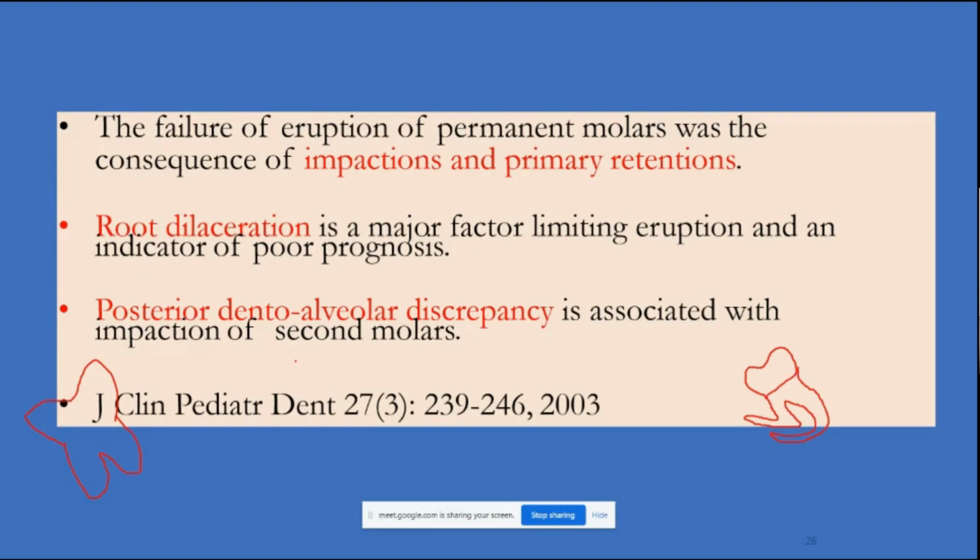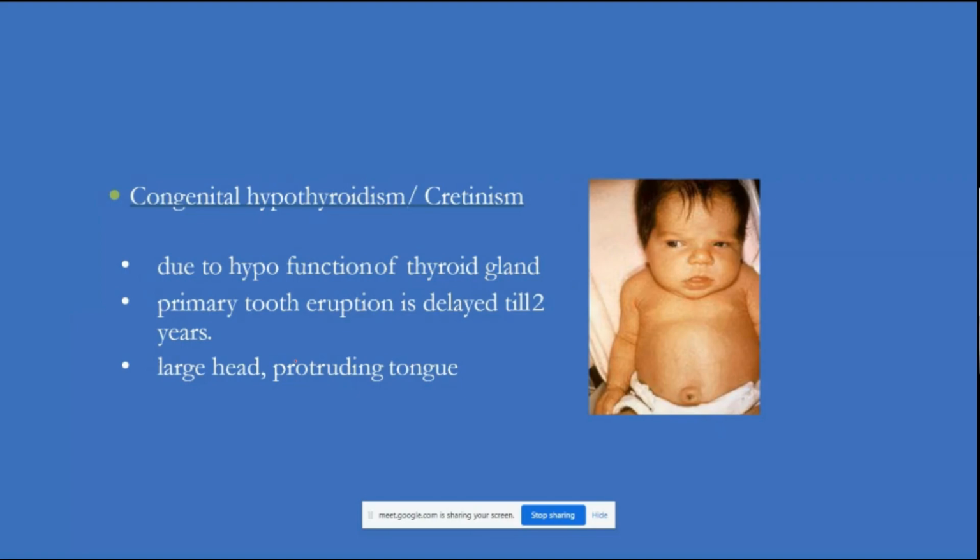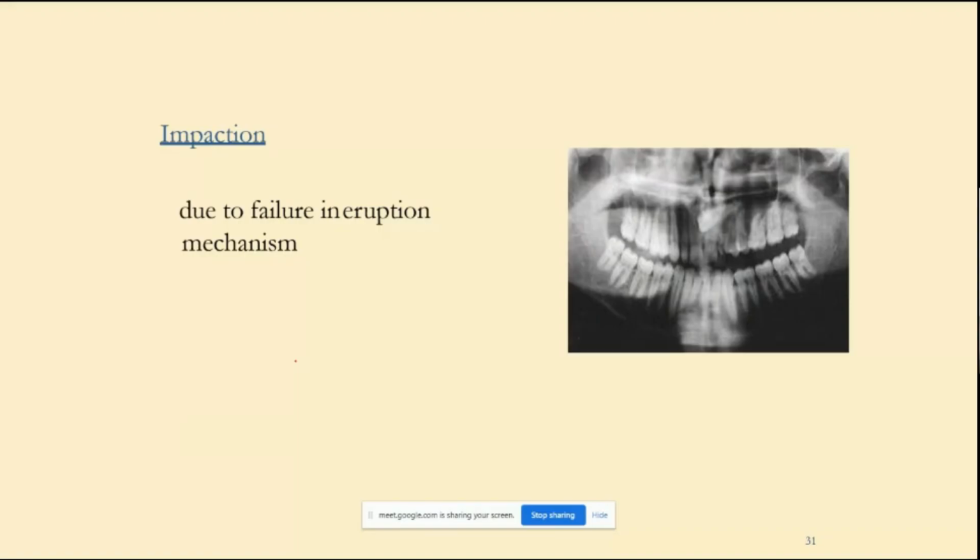There can be some posterior dentoalveolar discrepancy, which could be associated with impaction. Hypothyroidism is another hormonal imbalance where tooth eruption is delayed for about 2 years or even longer. But you will see other features of hypothyroidism, and when you do the thyroid function test, you can see that there is hypofunctioning, okay? And that's when you treat the patient with the drug, and this condition can be corrected.